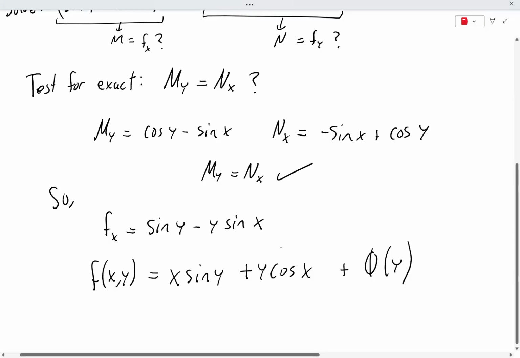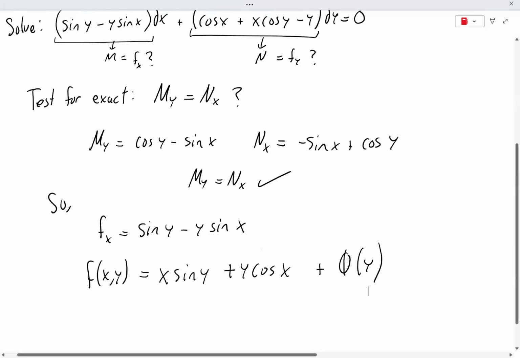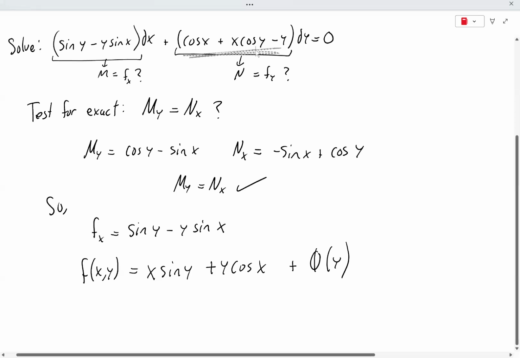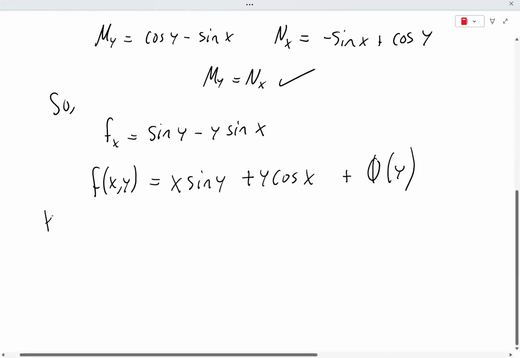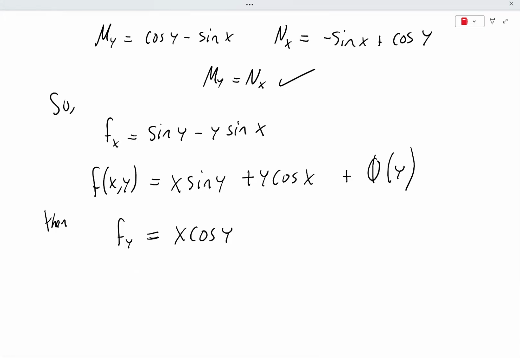Now next thing, we also know another thing here, right? The partial with respect to y has to be this here. So that's another thing we've got to look at. So now take the partial of this with respect to y. What would that be then? So partial with respect to y would be x cosine y. And the partial with respect to y here for that one, it's a constant, right? So just plus cosine x.